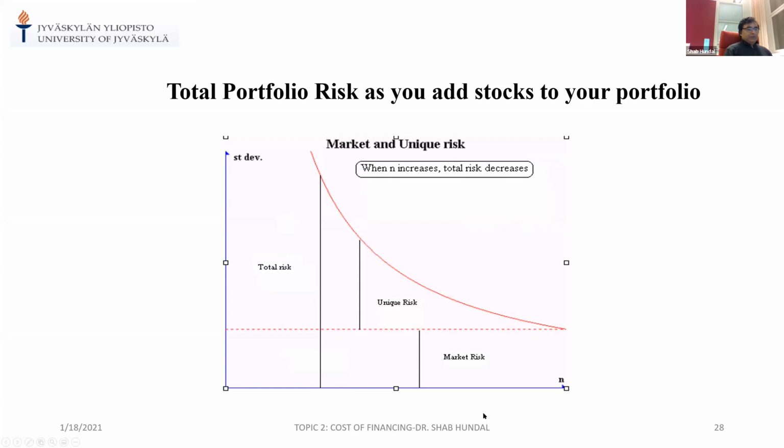You can buy all the stocks, but you can only reduce the unique risk, the firm risk, the micro risk, unsystematic risk. But you cannot reduce the systematic risk. You cannot reduce the market risk. You cannot reduce the macro risk.